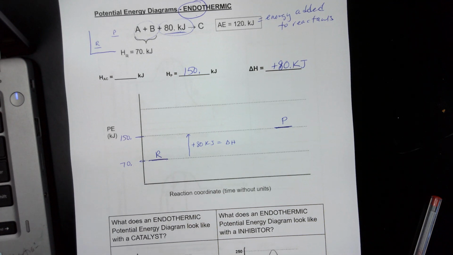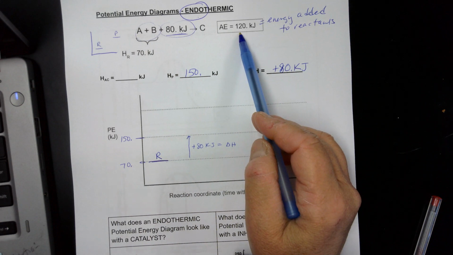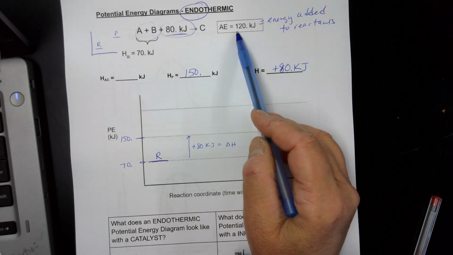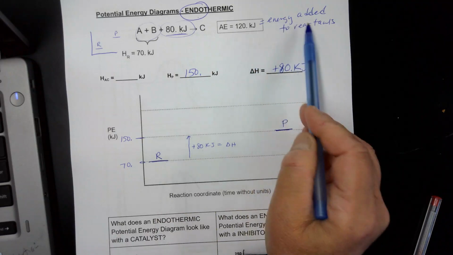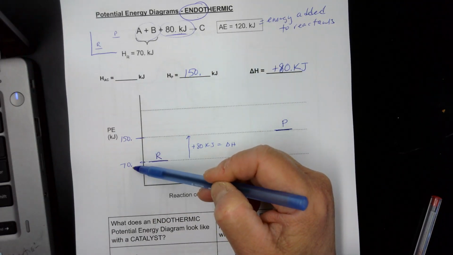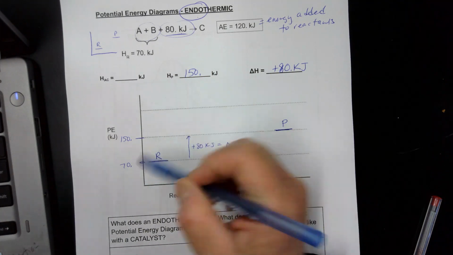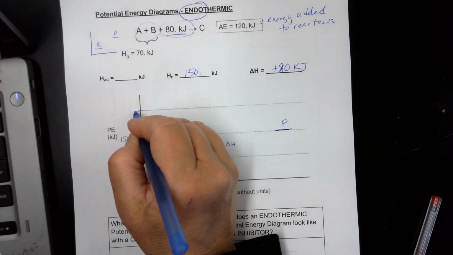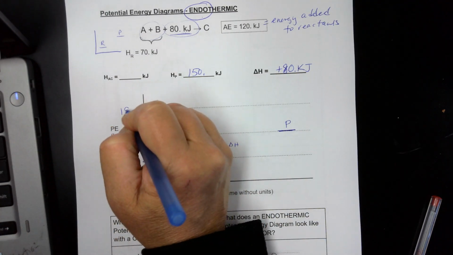Now what we have to do is figure out the effect of the activation energy. We're being told that we have to add 120 kilojoules to our reactants. So our reactants start at 70. We need to add 120 to that. That's where our activated complex is going to be. So 120 up from the 70 we started with is 190.